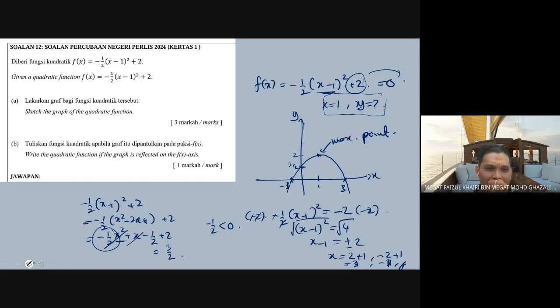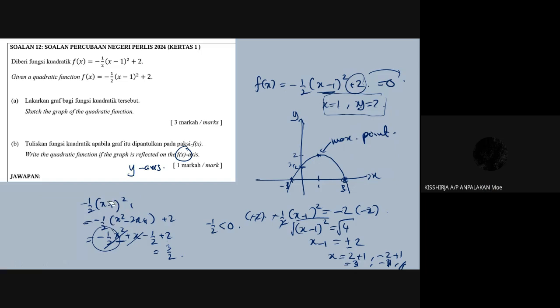Okay, good. Now, for question B, write down the graph when it is reflected on the y-axis. So if it reflects through the y-axis, the intersect point of 3 will turn to negative 3 and negative 1 turns to 1.